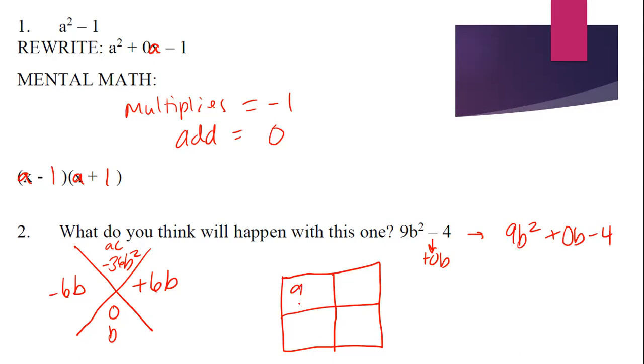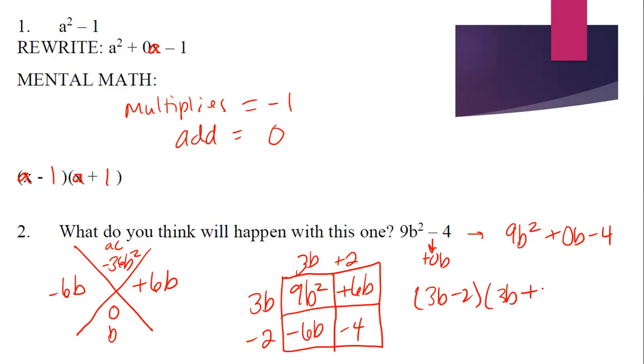Okay, so in here I have 9b squared, I have -4, and the b's that worked were -6b and positive 6b. Greatest common factor of my first row, 3b. Greatest common factor of my second row, -2. Greatest common factor of my last column, positive 2. So when you're done, your factors are 3b minus 2 and 3b plus 2.